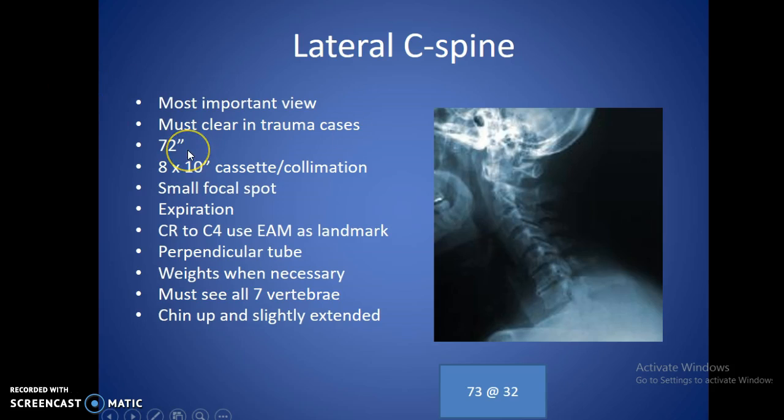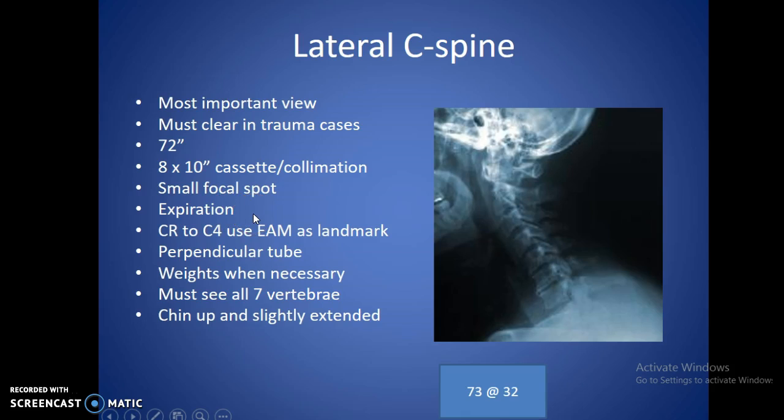This must be done at 72 inches. We want to have enough distance really to get all 7 vertebrae on there, but with the distance, it opens up the intervertebral disc spaces the best if you are a little bit further away from this. 8x10 cassette with collimation, your small focal spot. Expiration is key on this view.